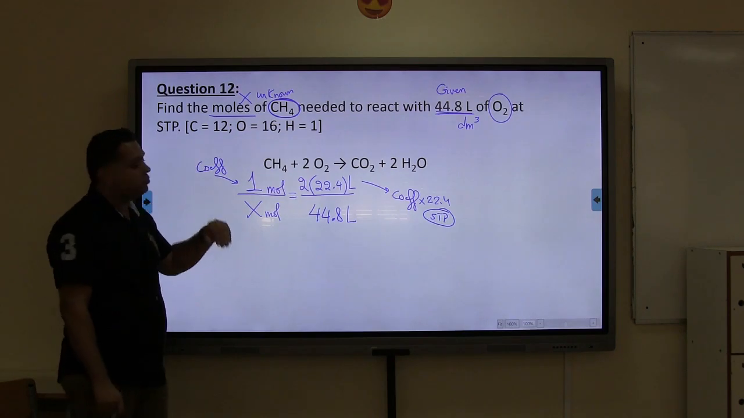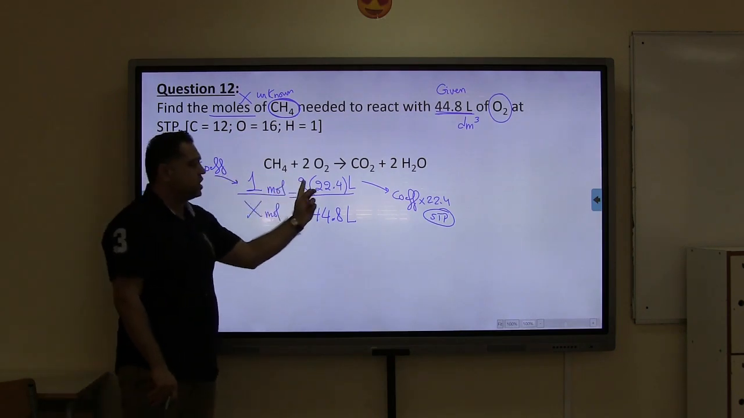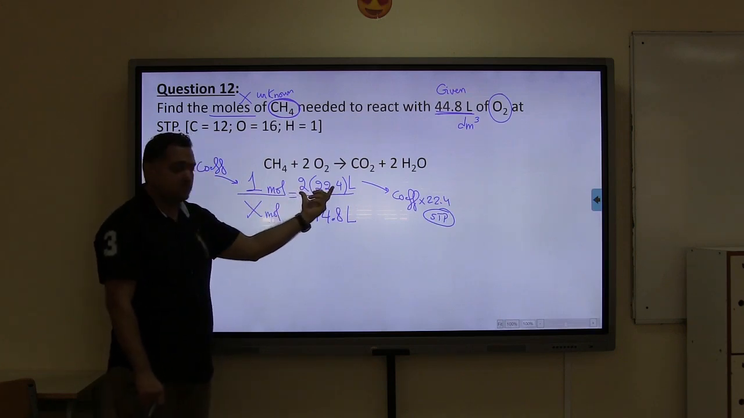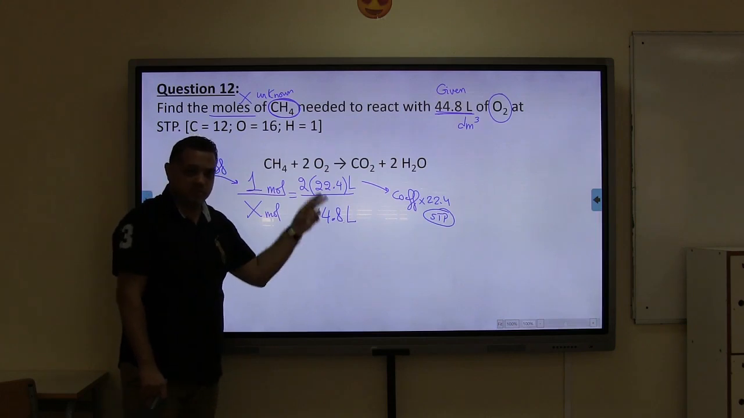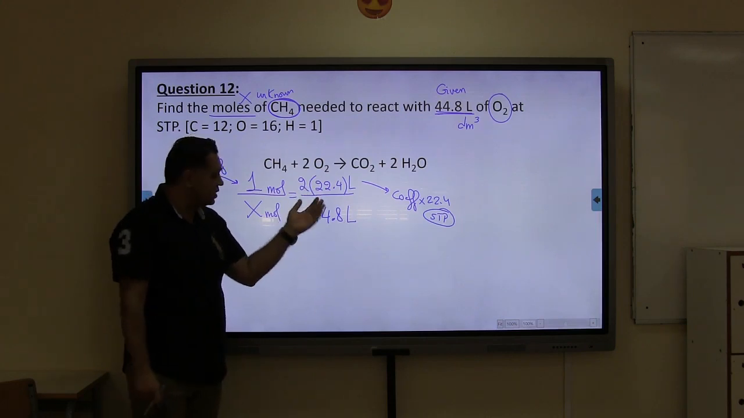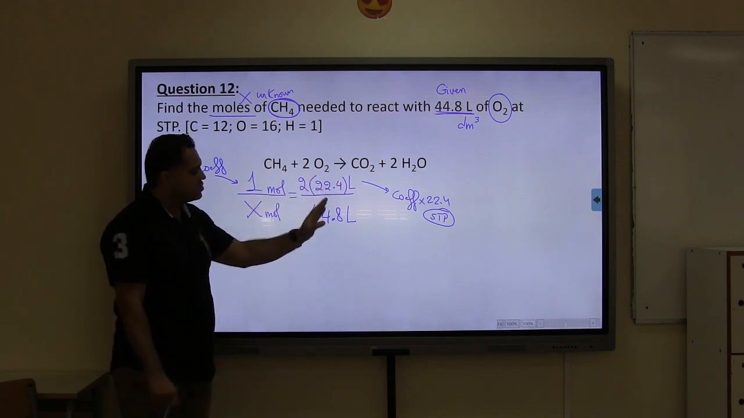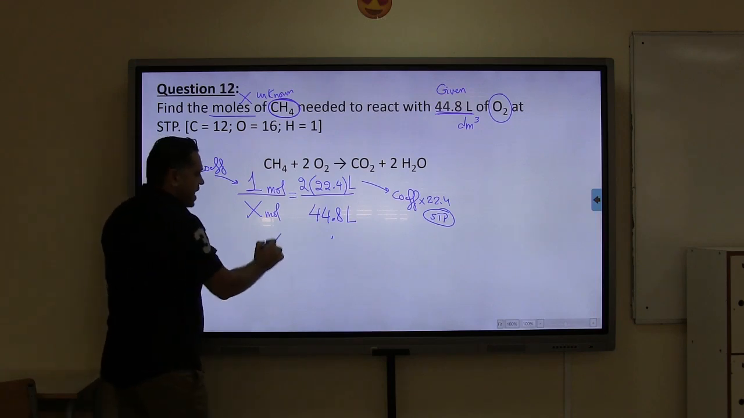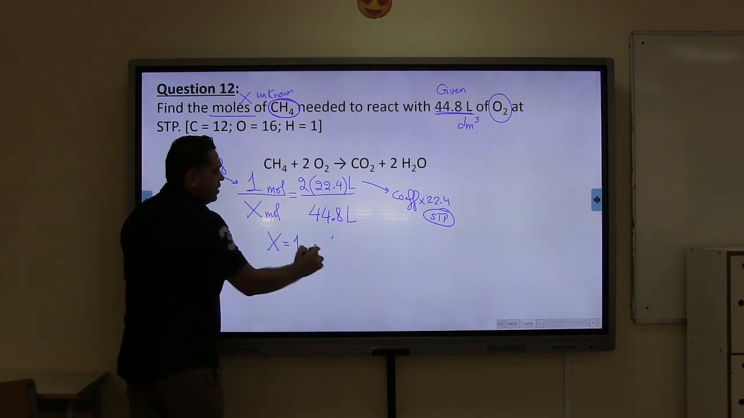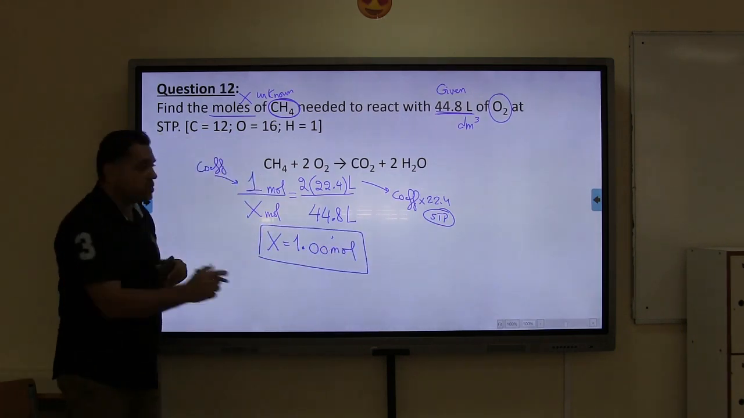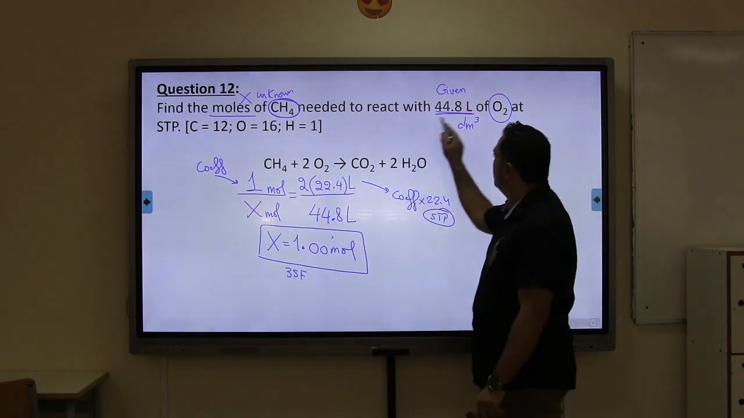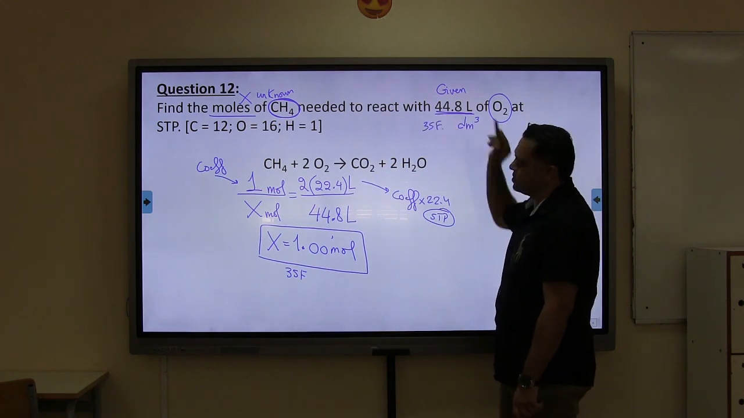If we look at this ratio, it gives 2 times 22.4, which means 44.8. Here also we have 44.8. It's the same thing, so we don't need to make the calculation here. 44.8 will react with X, so X here is 1. So the answer will be 1 mole. I write the answer as 1.00 because I need 3 significant figures matching the given, because the given is also 3 significant figures.